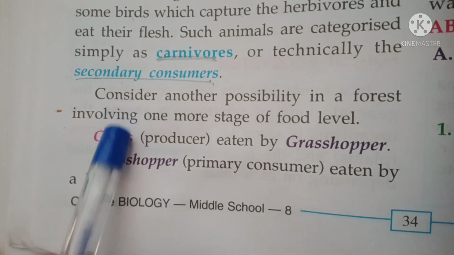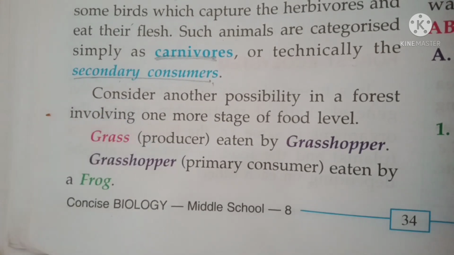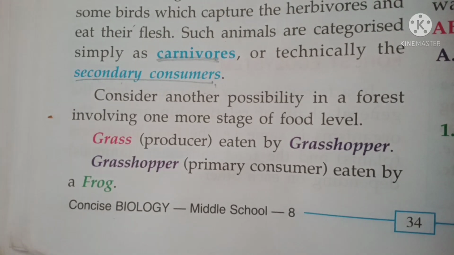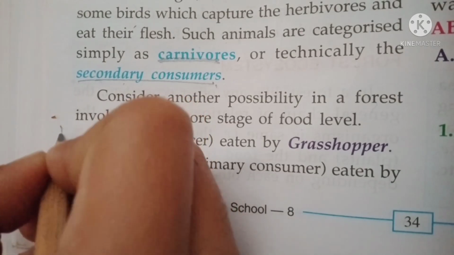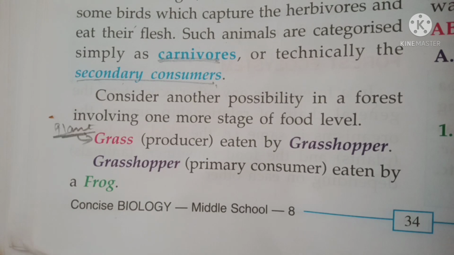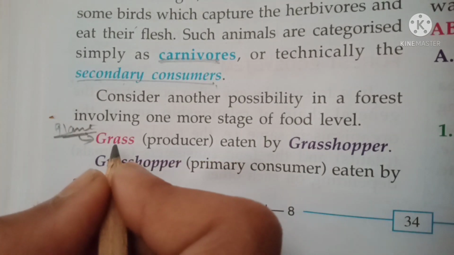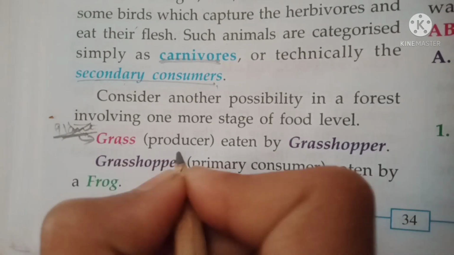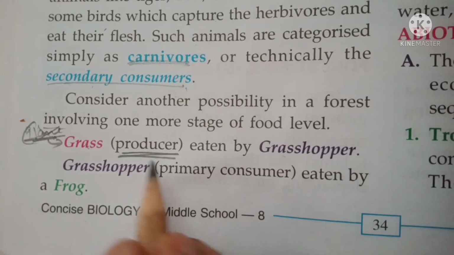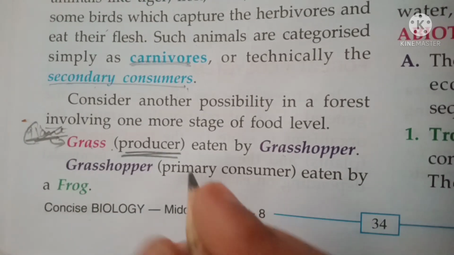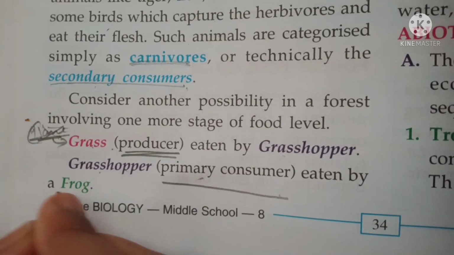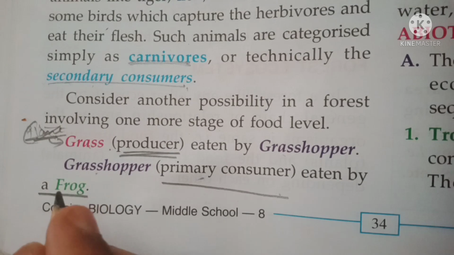See this example. If you see this example, you're going to understand it better. I'm going to explain. In a forest, there is one possibility. Here a plant is there. The grasshopper eats the plant. Grass is a producer. Grass is nothing but a plant. And the grasshopper eats these plants. So the grasshopper is a primary consumer. And the grasshopper is again eaten by a frog. The frog is a secondary consumer.